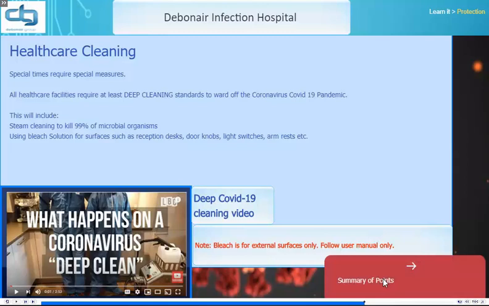Healthcare facility cleaning. Special times require special measures. This will include steam cleaning to kill 99% of microbial organisms, using bleach solution for surfaces such as reception desks, doorknobs, light switches, armrests, etc. Watch this deep clean of a facility to ensure the best hygiene in a COVID-19 pandemic. Note: bleach is for external surfaces only. Follow the cleaning product user manual. Click the next button below to continue.